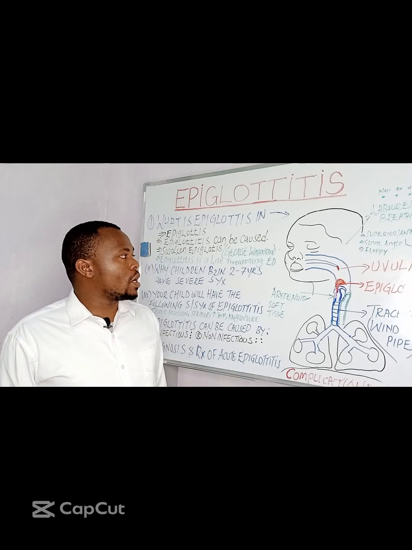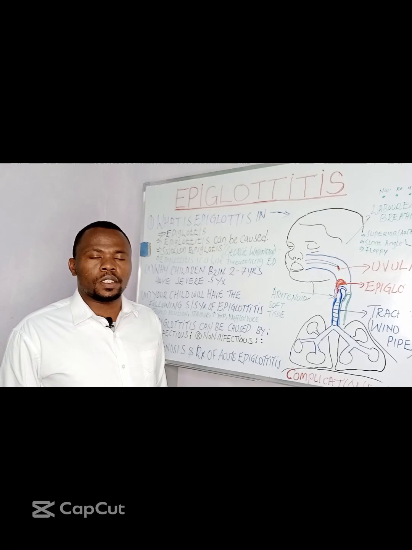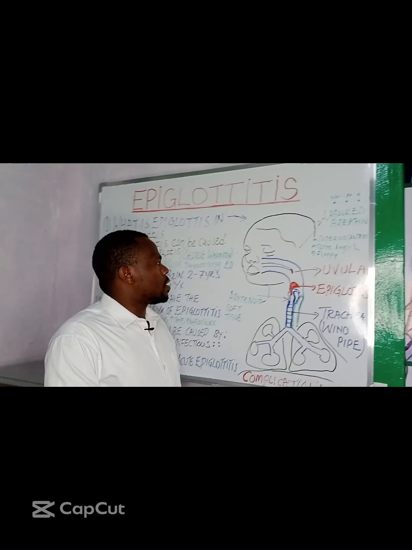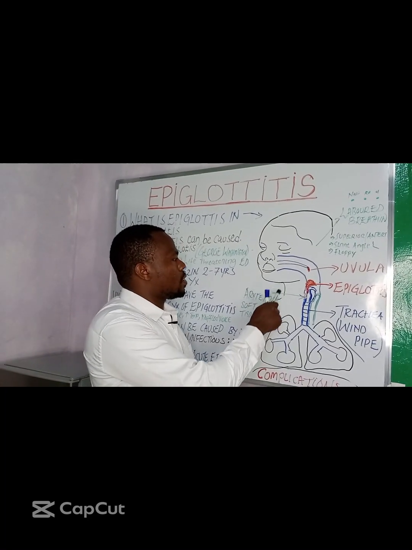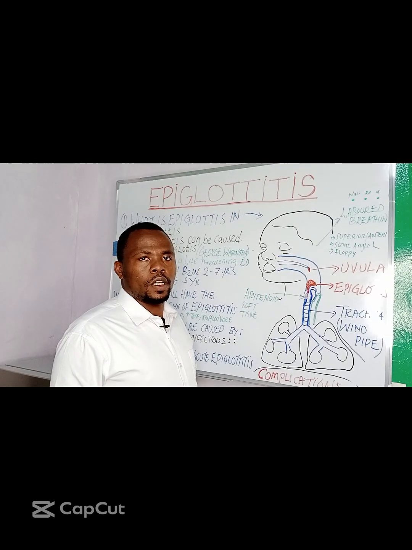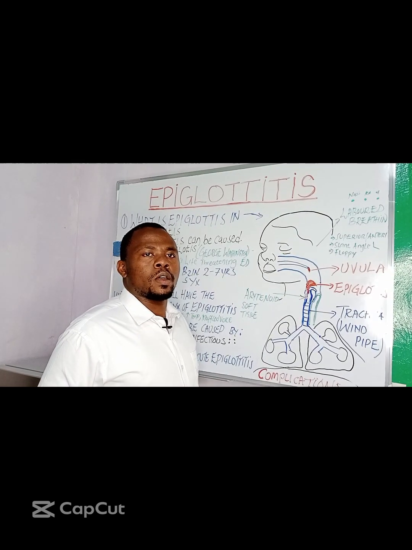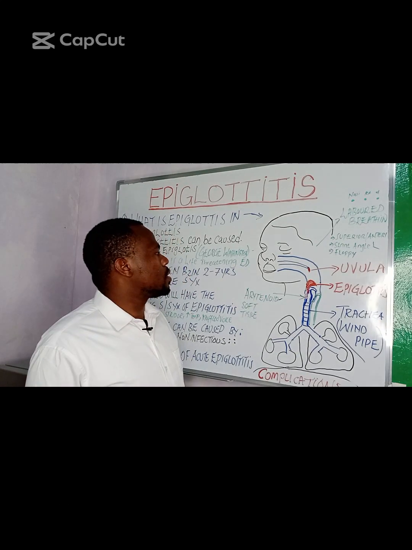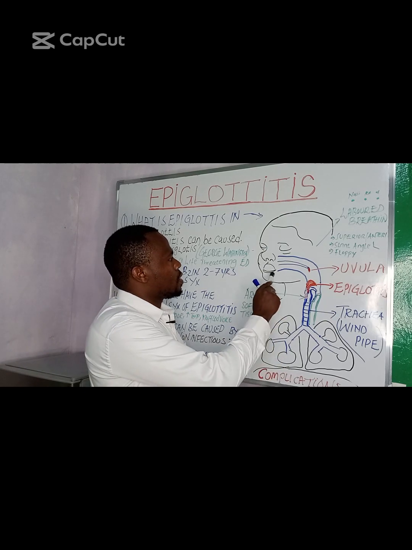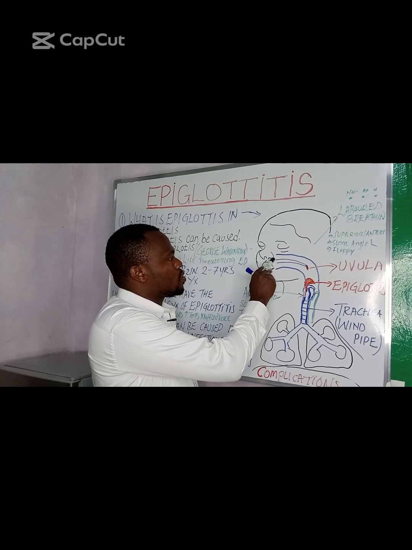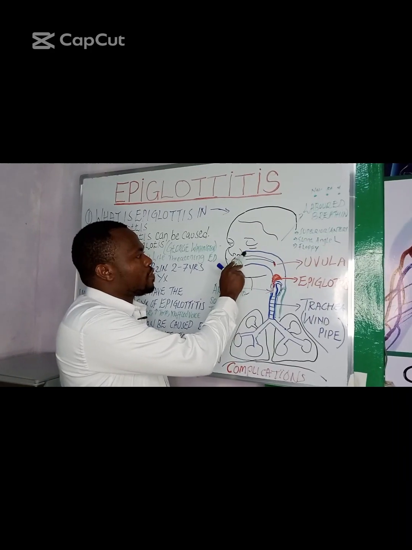There is a diagram here where I want to illustrate epiglottitis. This is a diagram of a child between 2 to 7 years, because that is the age where children are affected most. So we have the airway. The airway will start from the nose. We have the nose, and we also have the nose cavity.